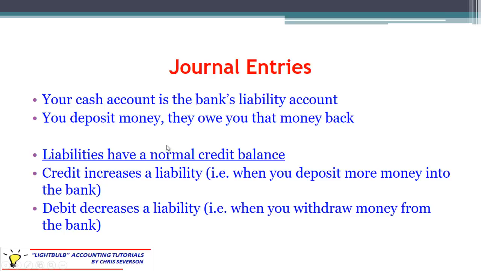We know that liabilities have a normal credit balance. So the credit increases the liability. When you deposit more money into the bank, your bank account register says that's a credit because they're crediting the liability to you. They are increasing their liability to you. The debit decreases the liability. So when you withdraw money from the bank, again, that account register says the withdrawal is a debit because you're reducing the bank's liability to you. They don't owe you the money anymore because you took it out.